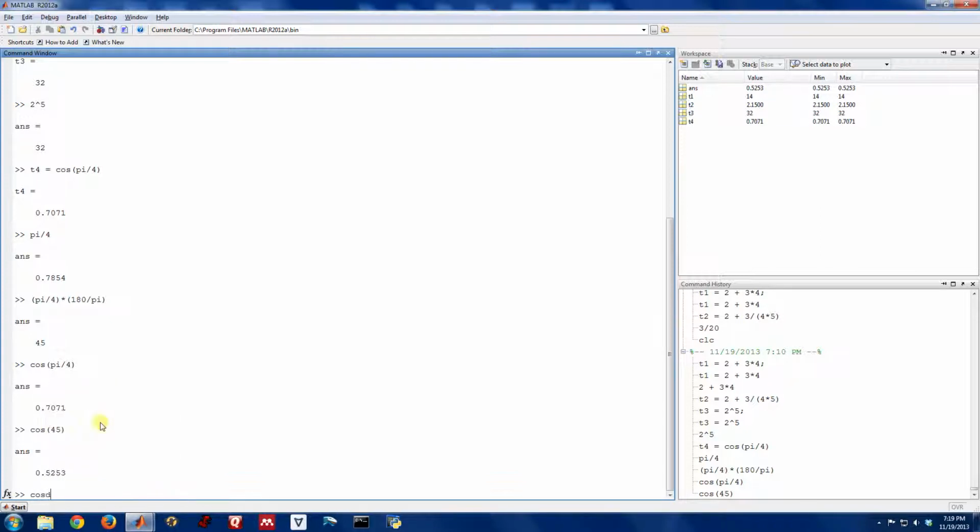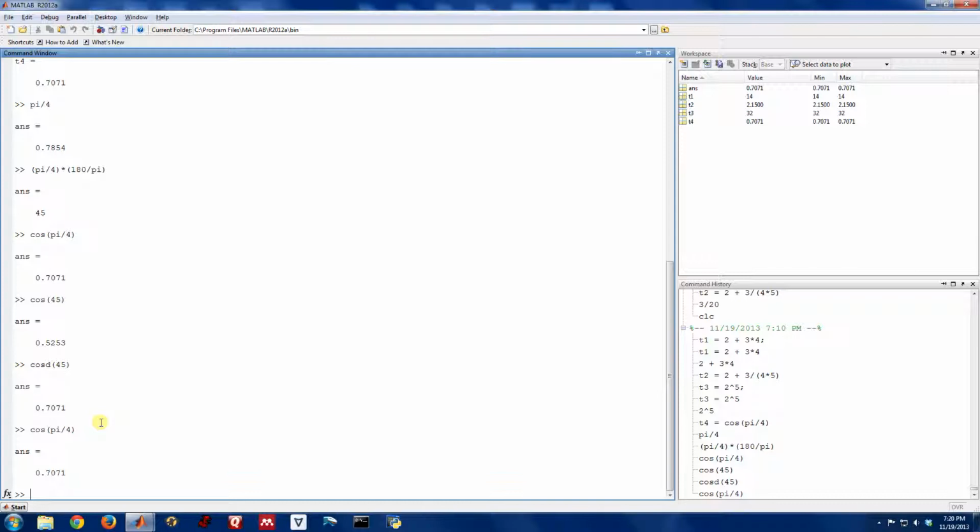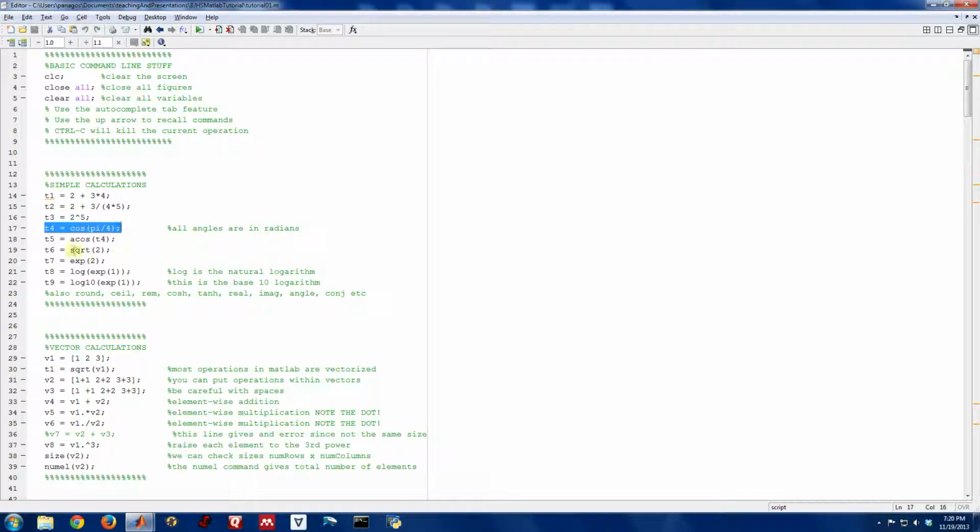There actually is a cosine D, which means cosine in degrees. So you can use those if you want. If you want to use degrees, you can do that. But if you're just kind of typing things out and you're not familiar with Matlab, you'd probably type cosine, and you just need to know that that angle needs to be in radians, so don't make that mistake.